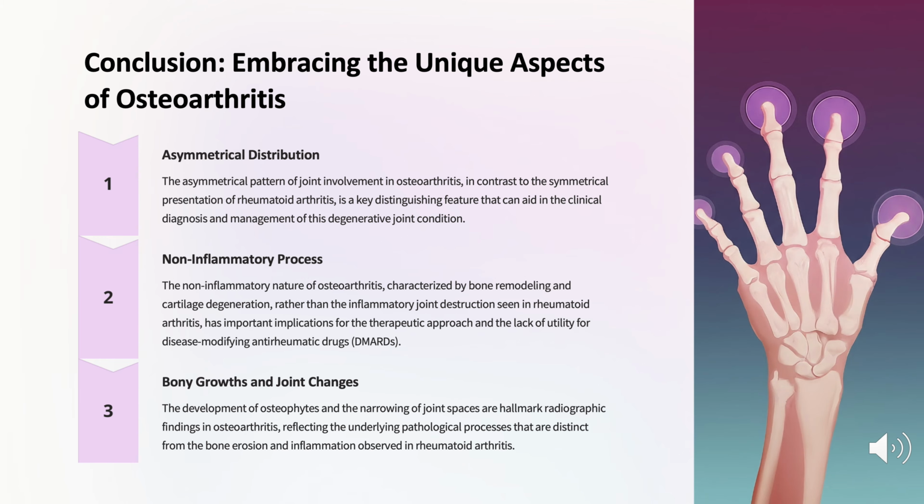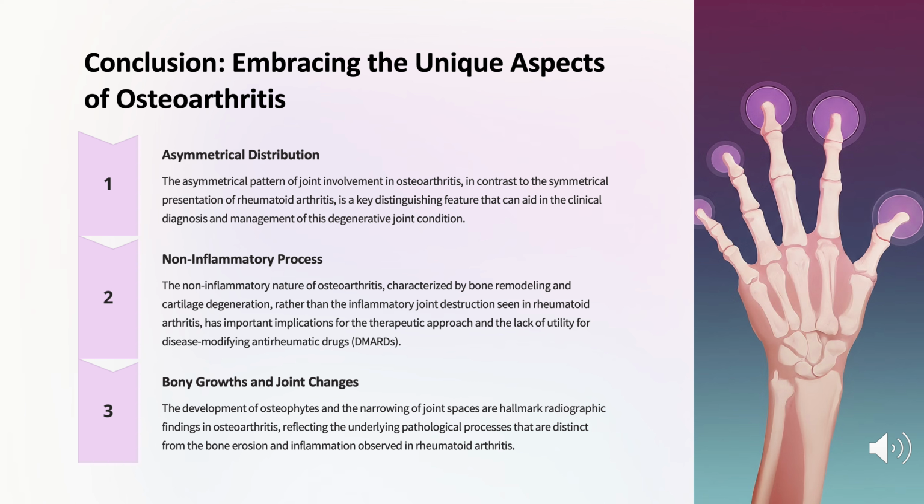In conclusion, it's essential to embrace the unique aspects of osteoarthritis, OA, to improve diagnosis and management. The asymmetrical distribution of joint involvement in OA, contrasting with the symmetrical presentation of rheumatoid arthritis, RA, serves as a key distinguishing feature for clinical diagnosis and management of this degenerative joint condition.